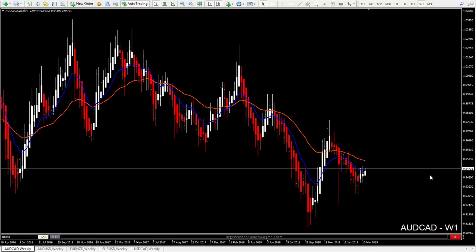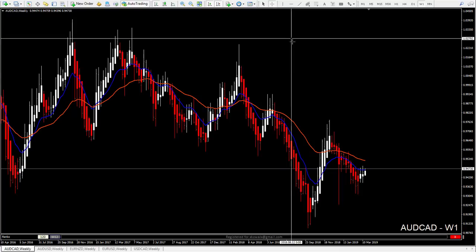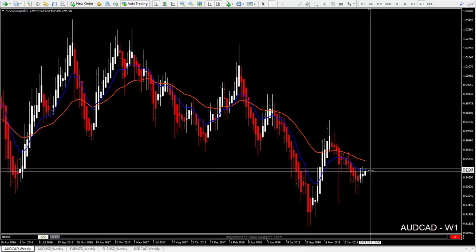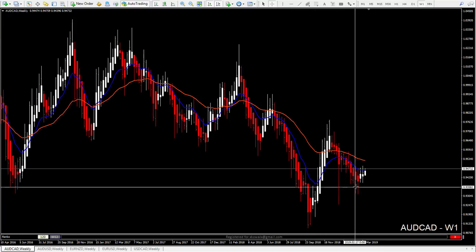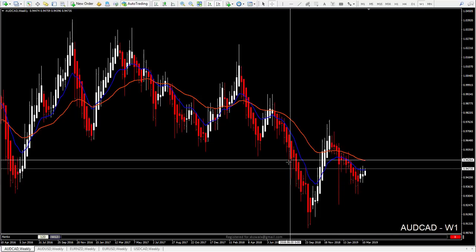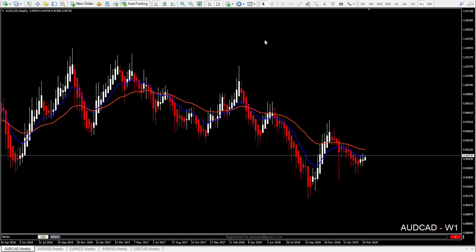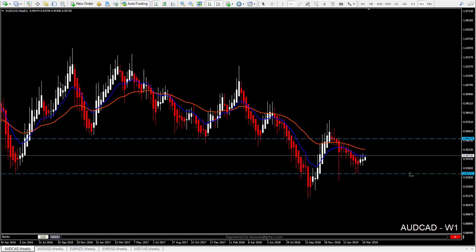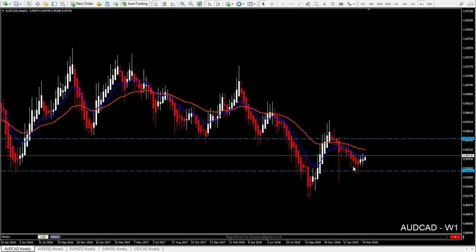First pair for me is Aussie CAD. This pair is still going down right now, we have the retracement back to the 36 EMA. On the weekly chart, we can look for possible areas where price might react. So if we check, this is the resistance on the weekly chart. If we look for the support, we will find the support here. So we already had a reaction and price is going up.